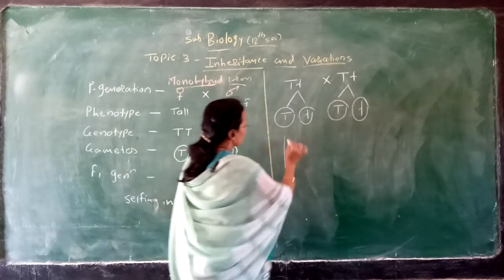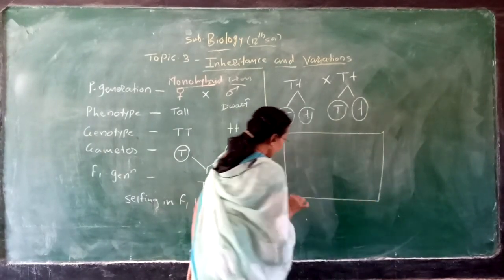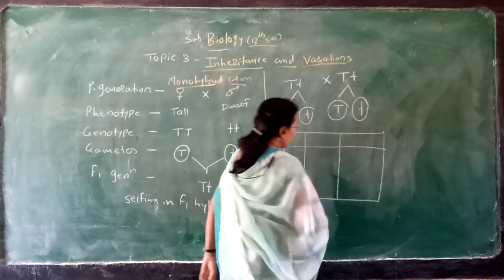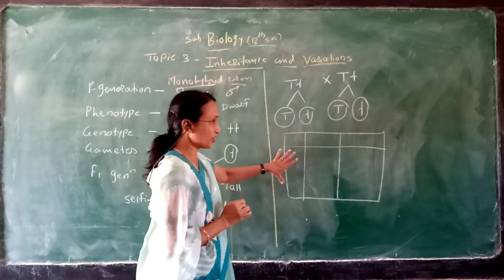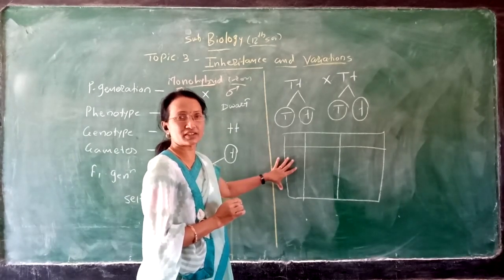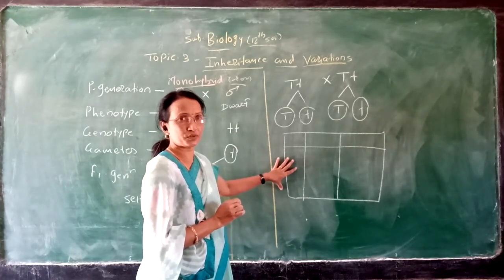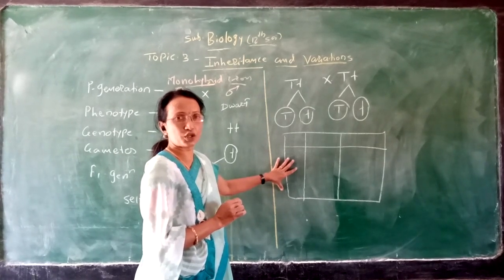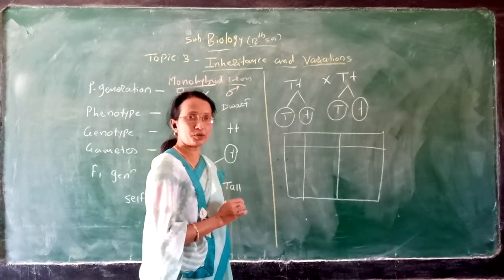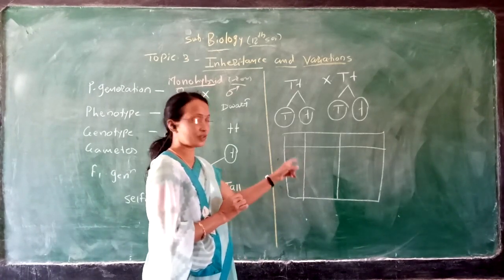Then the next step in which this Punnett square is observed here. But what is this Punnett square? This is a method which was discovered by the scientist Reginald C. Punnett for the identification of F1 hybrids with its genotypes and phenotypes. And so this is known as a Punnett square.